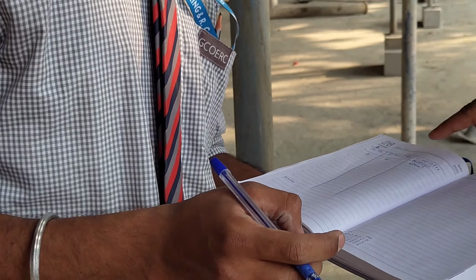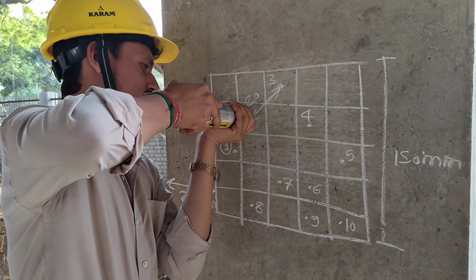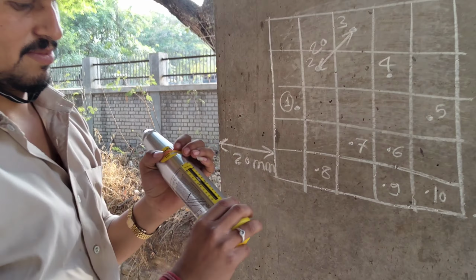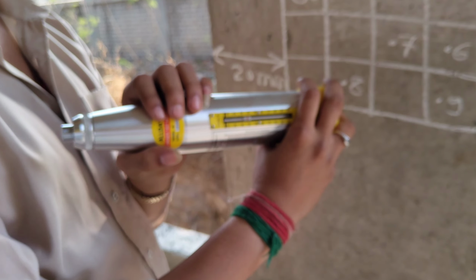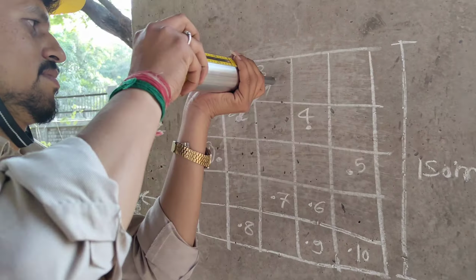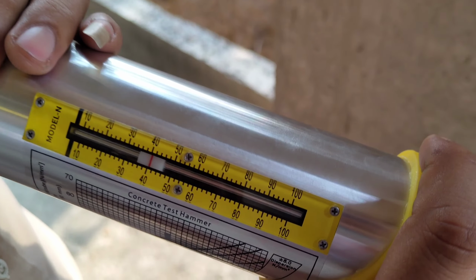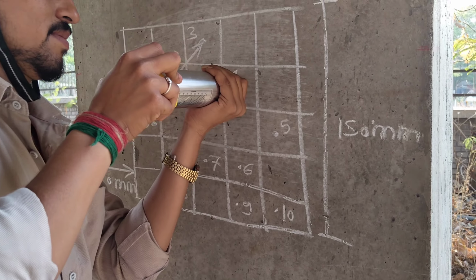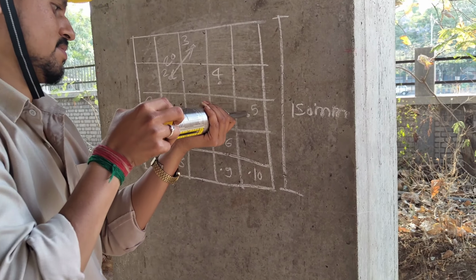Now we have to note this reading in the record book: for point number 1, the rebound number was 40. Now again, for the second point we have to follow the same process. You can see here the rebound number is 41. It is 39. Now again note this down successively for point number 3, point number 4, point number 5, up to point number 10. We have to perform the similar process, and note down the readings, that is the rebound number, in the record book.